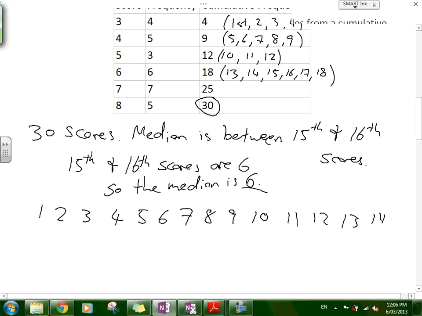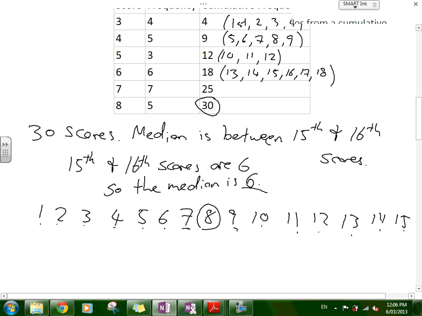13, 14, 15. Okay, we've got our 15 scores here. If I look at 1, 2, 3, 4, 5, 6, 7, and then count from this side, 1, 2, 3, 4, 5, 6, 7, the 8th is the middle score. So the 8th score out of 15 is the middle score.